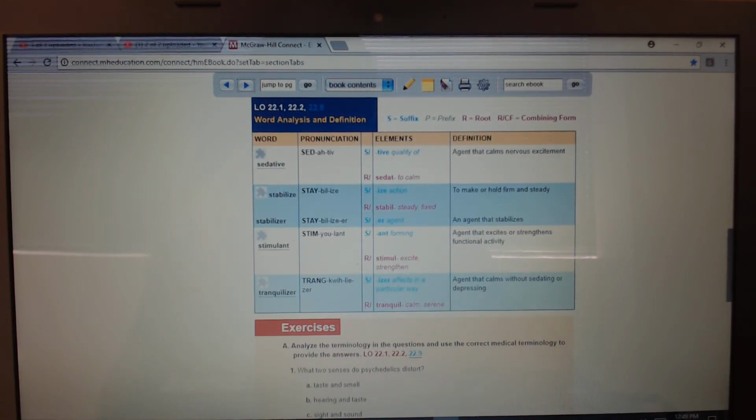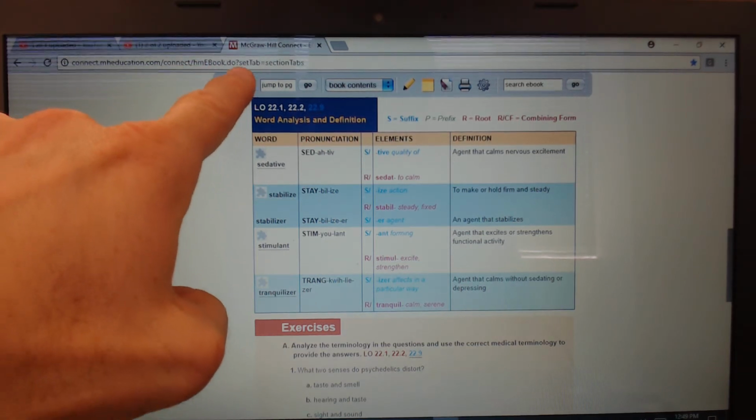Sedative, sedat, means to calm, an agent that calms nervous excitement. Stabilize or stabilizer, stabil is steady or fixed, to make or hold firm and steady. Stimulant, stimul is to excite or strengthen, an agent that excites or strengthens functional activity. Tranquilizer, tranquil, means calm or serene.